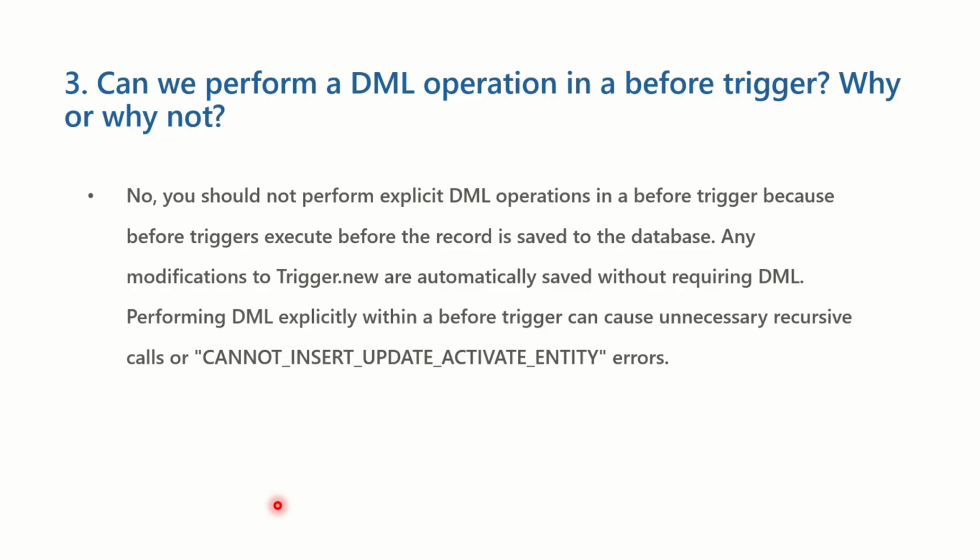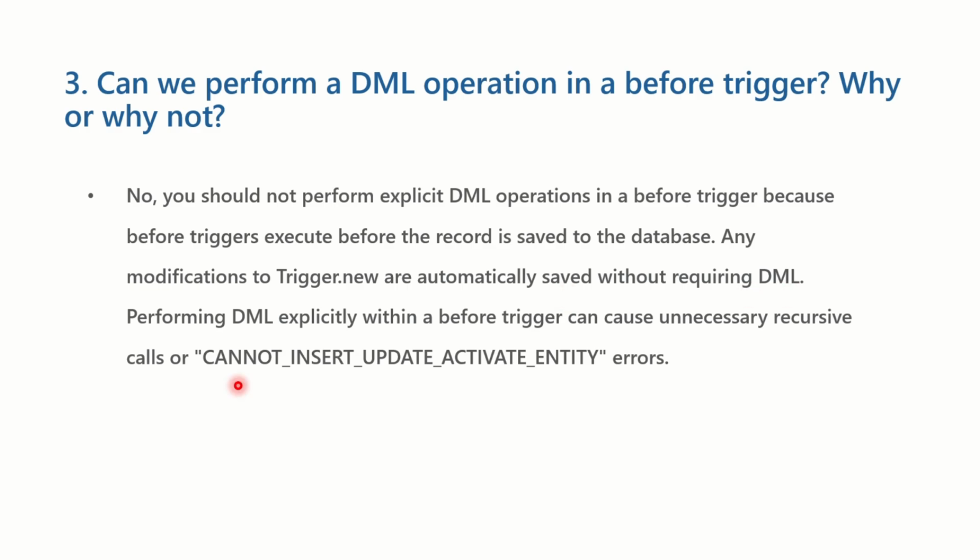Okay, then the third question is, can we perform a DML operation in a before trigger? Why or why not? On the same object, you should not perform explicit DML again, because the record is itself getting saved and your trigger is executing in between that transaction. So the record is going to get saved anyway. You should not perform explicit DML, because the DML is bound to happen, because the record is going to save in the database and your before trigger is going to execute before that. So whatever value you want to assign, you can directly assign it to Trigger.new inside the for loop, and that will get saved automatically without requiring DML.